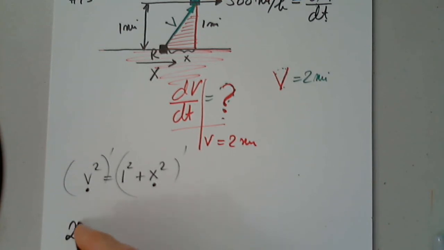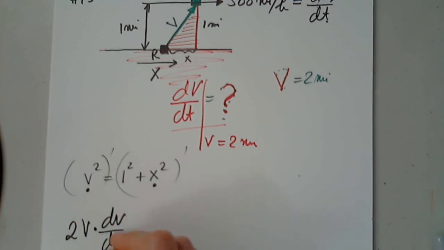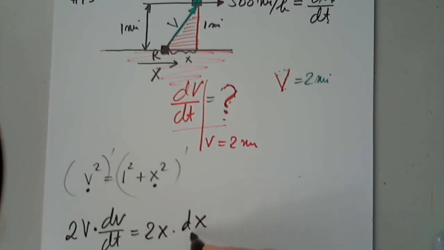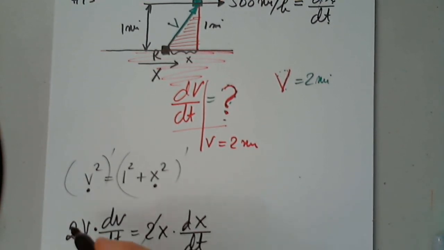To dv over dt. 2v dv over dt. Down. 2x dx over dt. Divide both sides by 2.